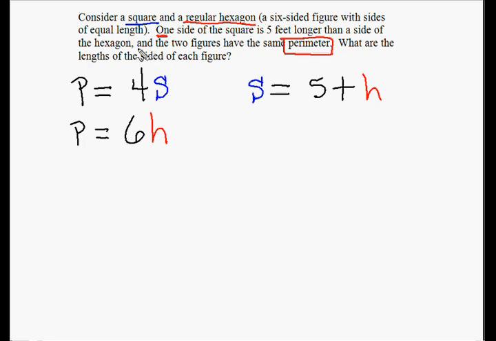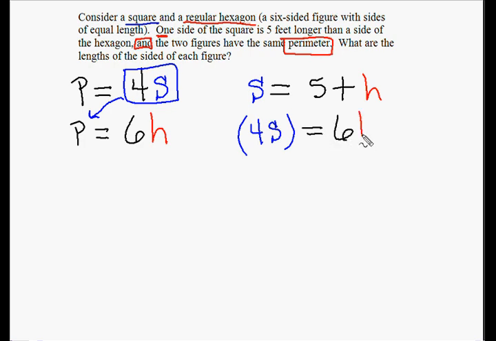The next sentence, starting with the word and, which makes this a compound sentence, says the two figures have the same perimeter. Now here we have the perimeter, we want them to be the same. That means we can put this information about perimeter into the other equation. So now we would have 4s, always using parentheses when we replace a variable with its value, is equal to 6 times h. Now these are the two equations that we're going to try and solve for this situation.